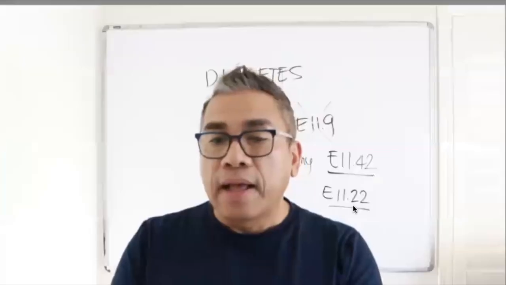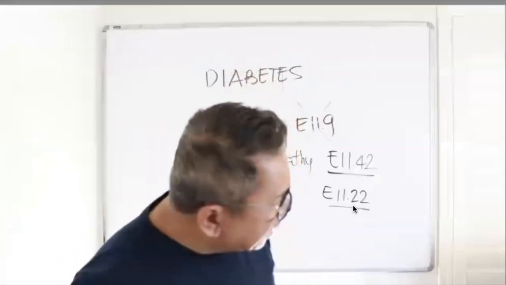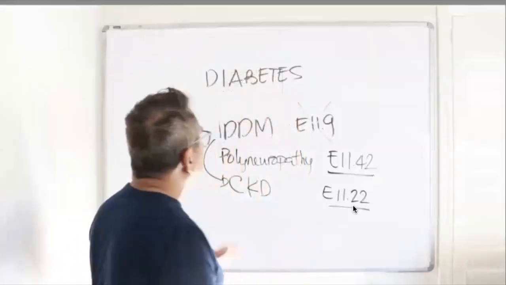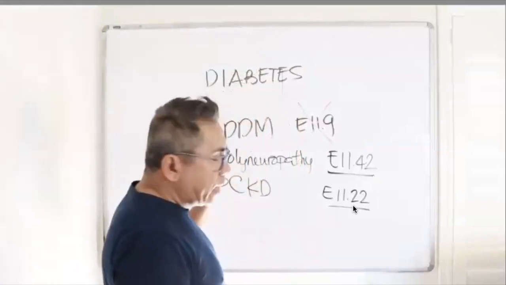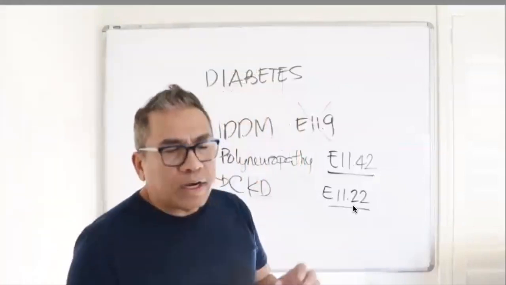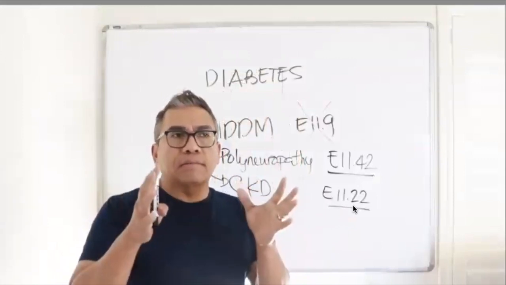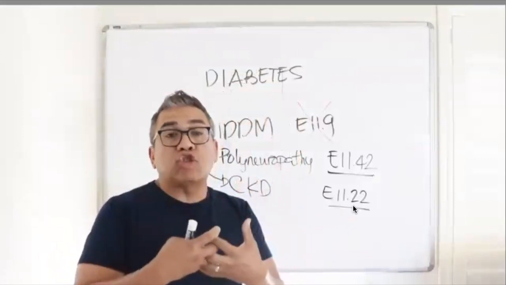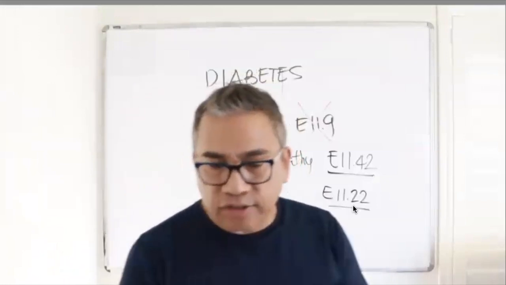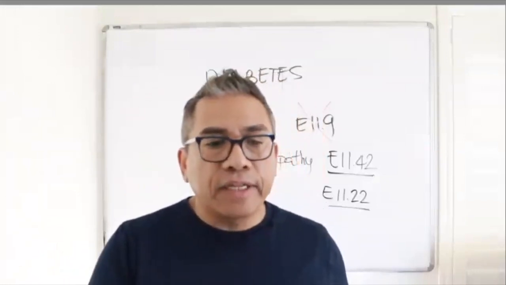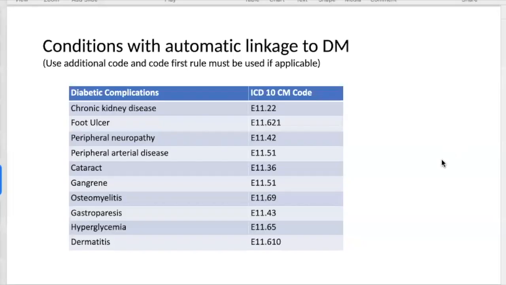Okay. I hope this is as clear as day to you, ladies and gentlemen. Now, what are those different conditions that have a direct relationship to diabetes? Let me show you the next slide, guys. This is the next slide right here. So, conditions with automatic linkage to DM or diabetes.